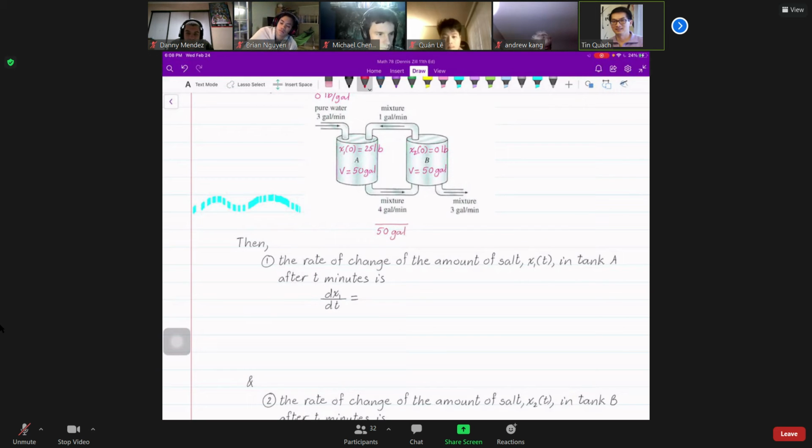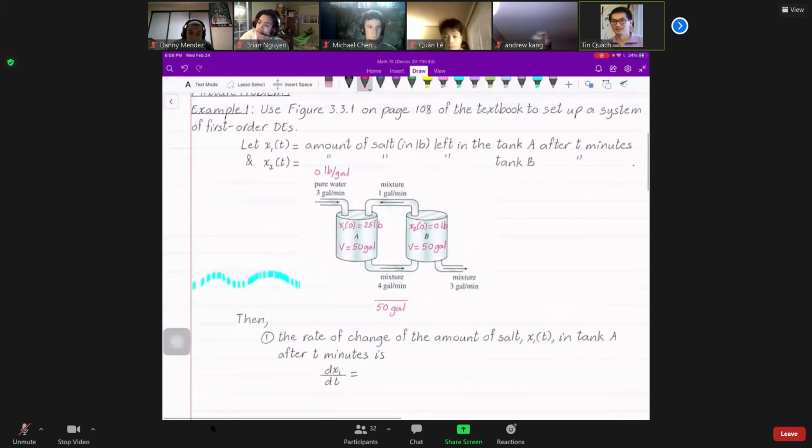What is the amount of salt in the tank at time t? You don't know that? It's right in front of your eyes. Remember how we found the concentration? The amount of salt in the tank at time t divided by the volume of liquid in the tank at time t. What is the amount of salt in the tank at time t?